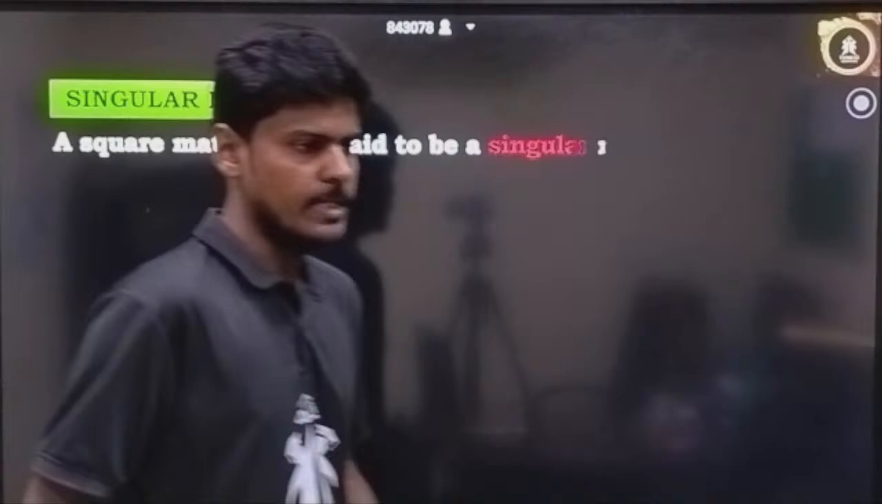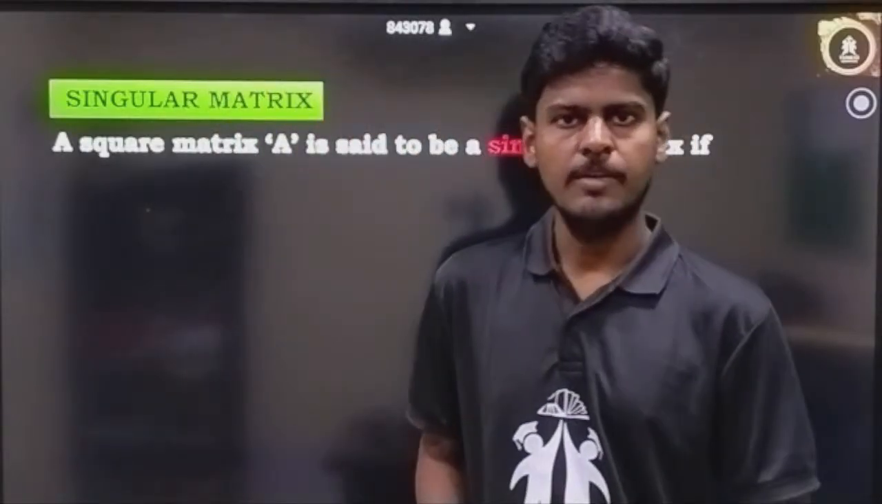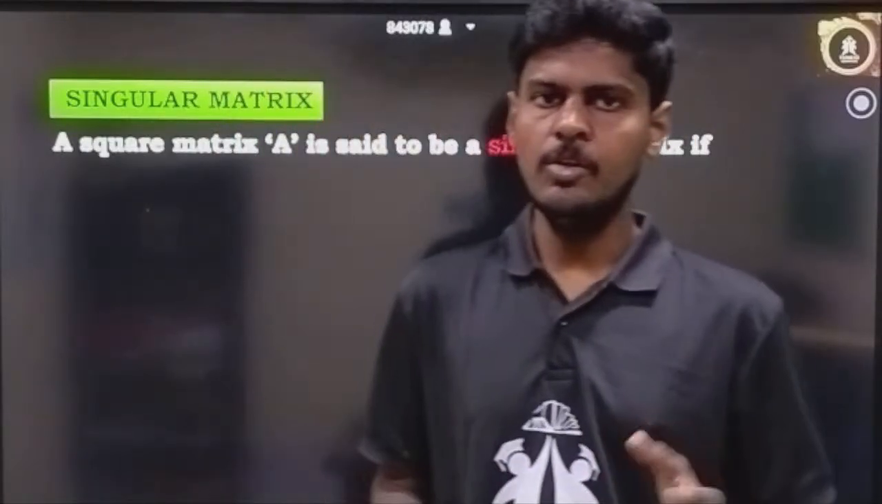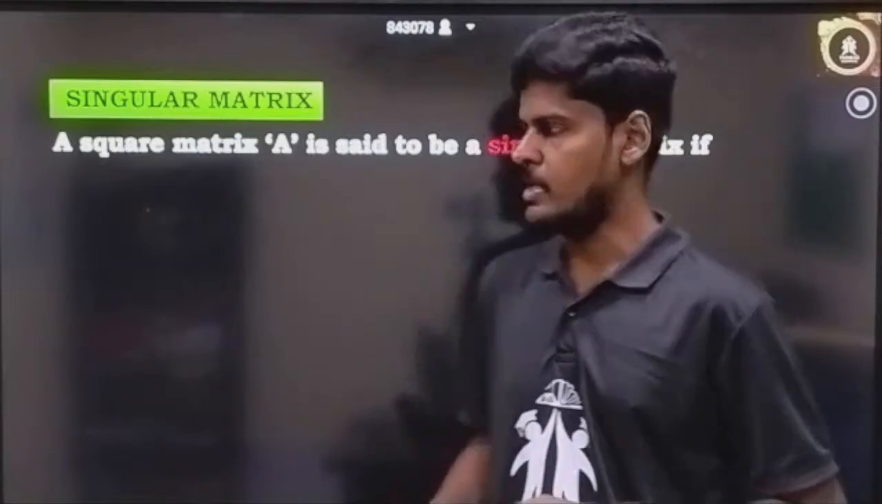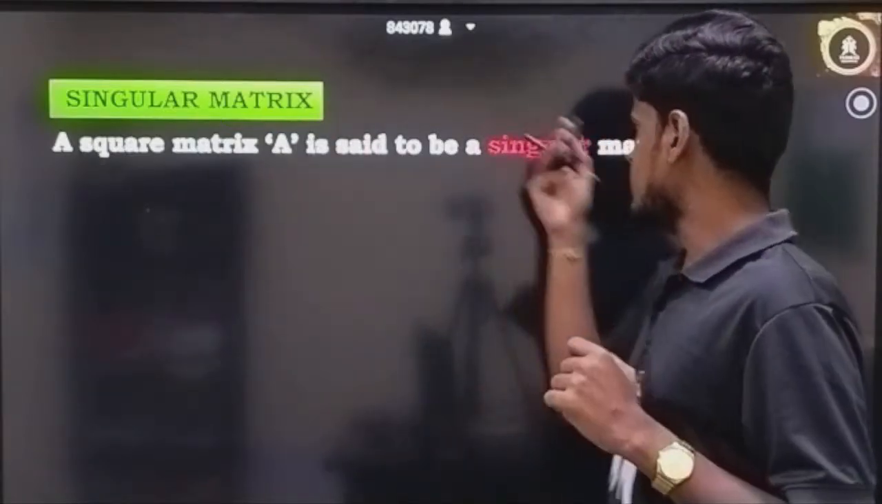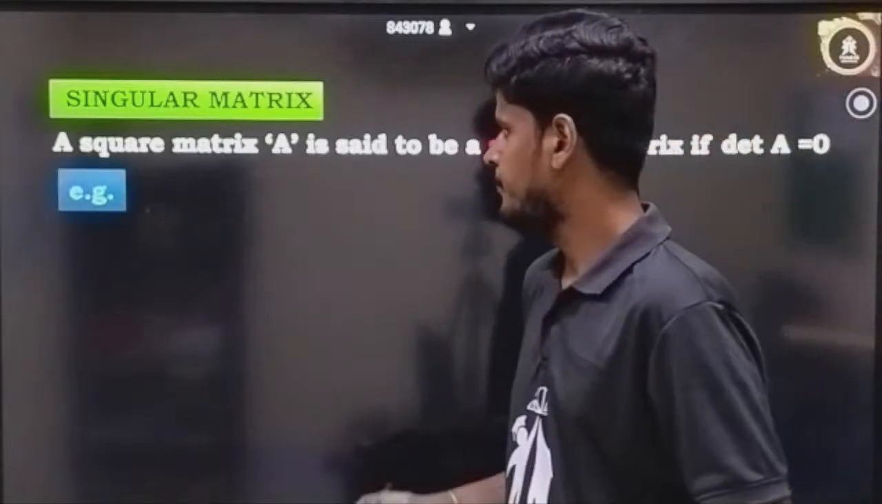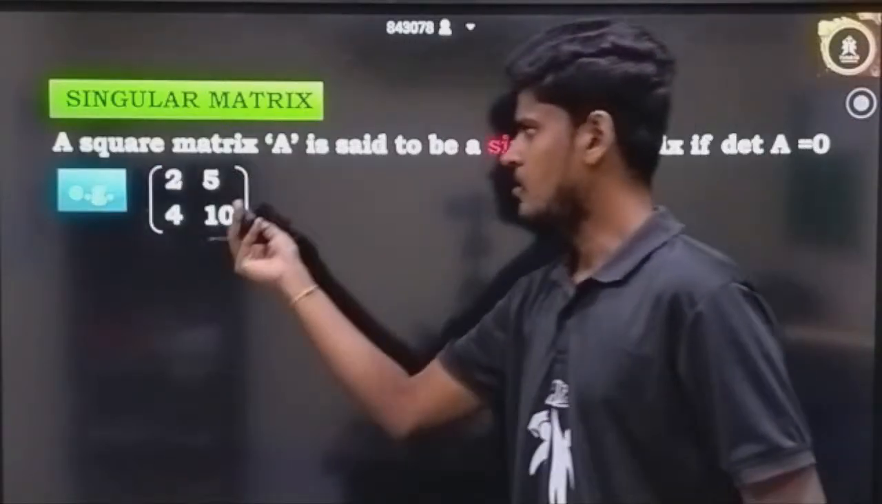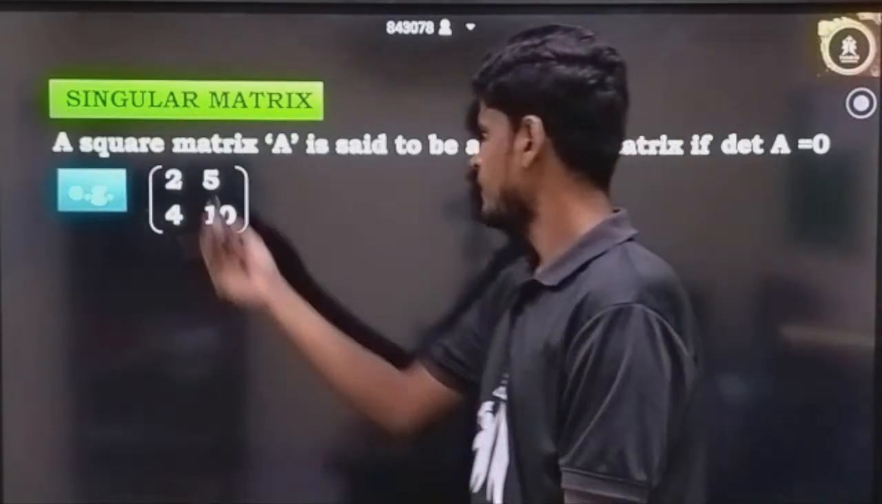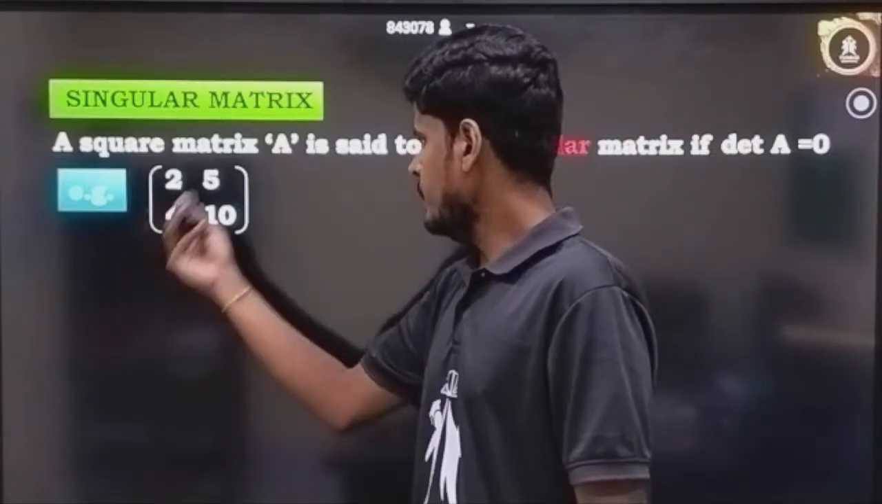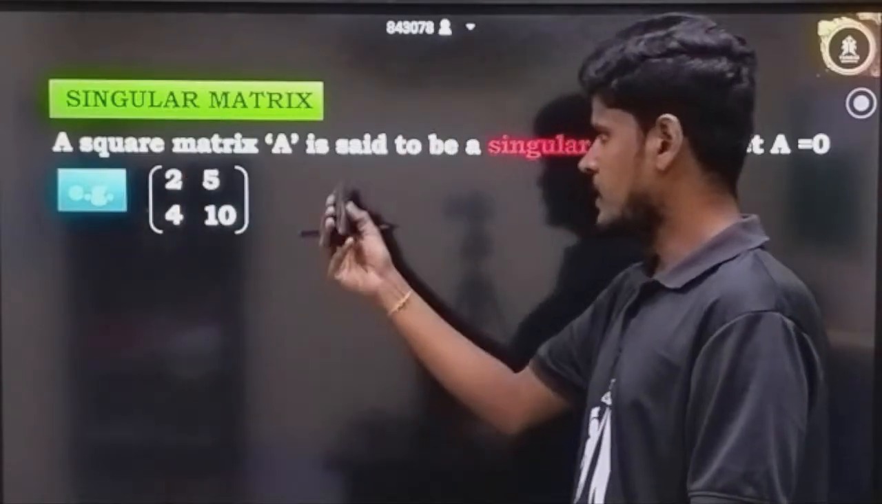Next is singular matrix. What is a singular matrix? When the determinant value becomes 0, then that matrix is called a singular matrix. A square matrix A is said to be singular if determinant A equals 0. For example, what is the expansion of this determinant? 2 into 10, 20, minus 4 into 5, is again 20, minus 20, so 0.